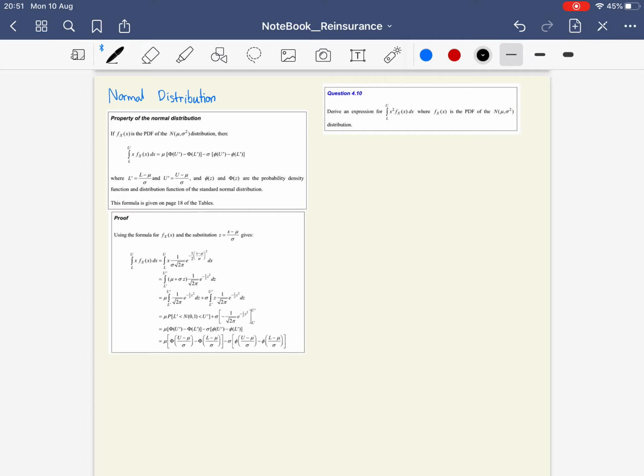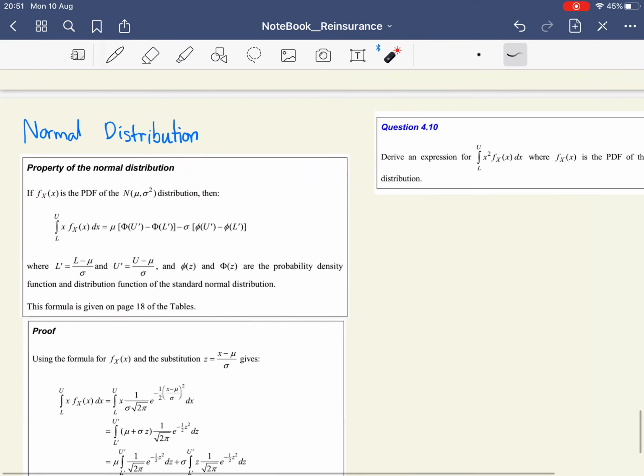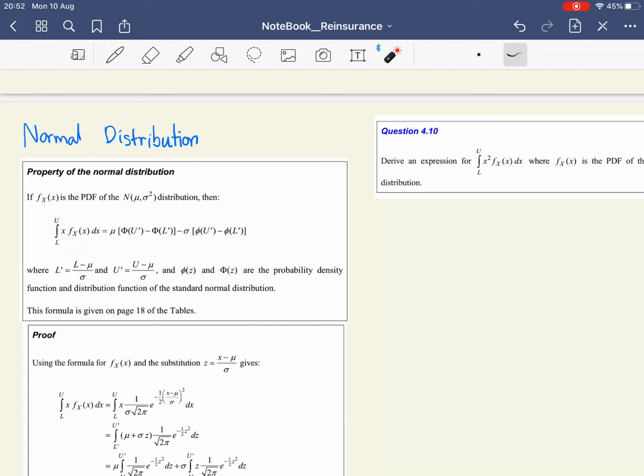When we work with the normal, it's a little bit more complicated, right? Because we don't have a general formula for every x to the power of k like before. This one is just for one x, just x f(x). And we have U prime and L prime here. This one is just the number take away mu divided by sigma. We don't take away more sigma like before. It's just this one, okay.